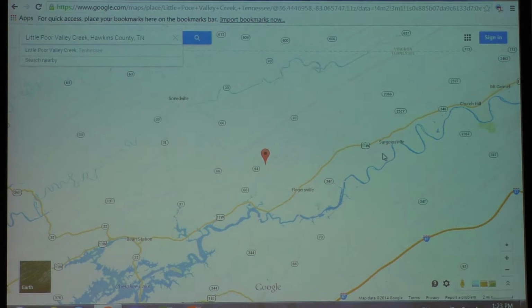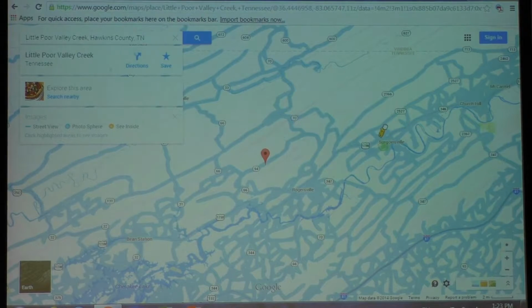Surgoinsville is actually, oh yeah, I've got cousins that live there in Surgoinsville. This one right here? Yep. Okay, well then let's go look at that. That would be a good place to go look at.